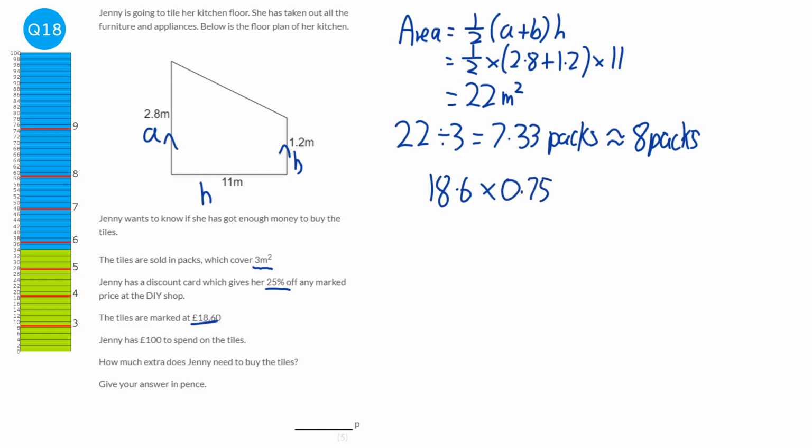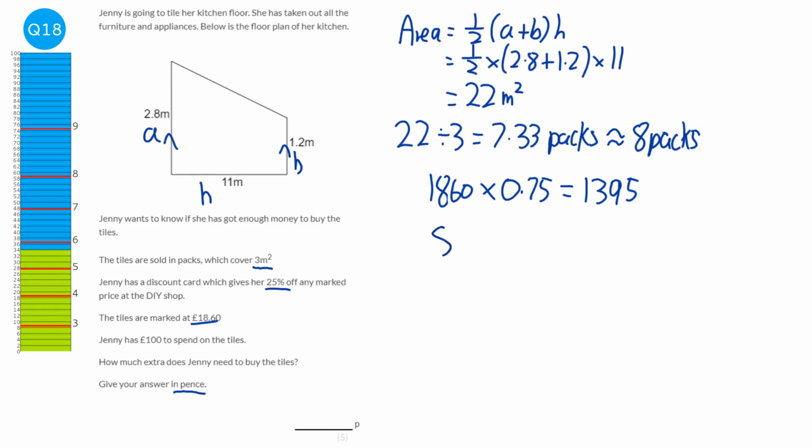So we're just going to find 3/4 of it because she has a 25% discount, and that would be 1,395. So the tiles are going to cost £13.95. Now I've done this in pence and kind of muddled it together here, so let's go back. That would be 1,860 times 0.75, and so each pack will cost 1,395 pence. The reason we're doing this in pence is the answer needs to be given in pence, so I might as well make that conversion now.